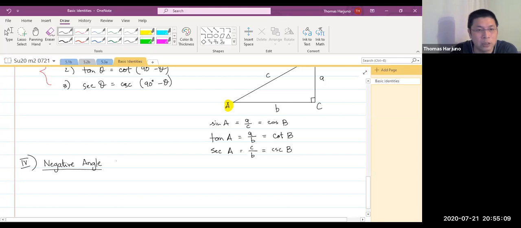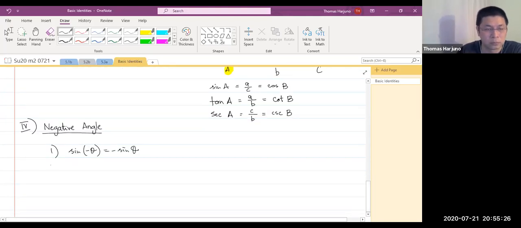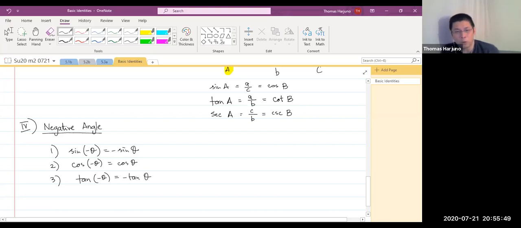The first one is, actually you just need to memorize 2, but why not 3? So sine negative theta equals negative sine theta. Cosine negative theta equals cosine theta, no negative. And the third one, tangent negative theta is negative tangent theta. We will need this tomorrow.